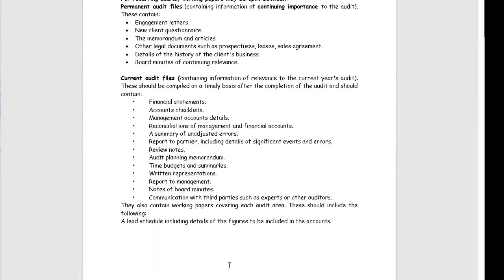Next we go to the current audit file. So this contains information of relevance to the current year's audit. This should be compiled on a timely basis after the completion of the audit and should contain, one, financial statements. That's a comprehensive list of the current year's financial statements, which should be duly signed by the management.